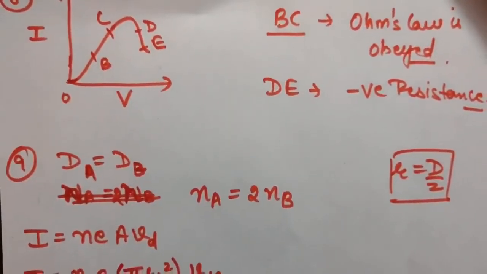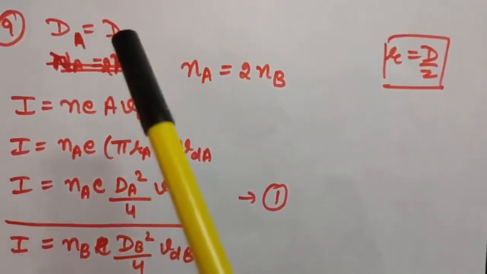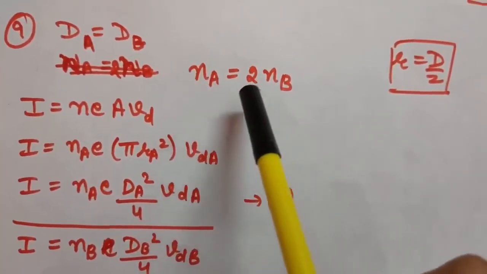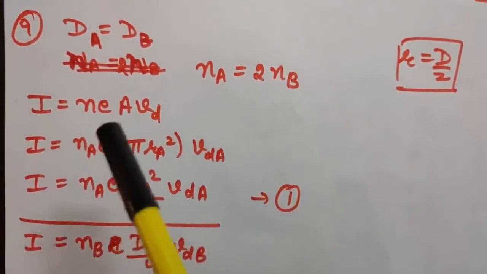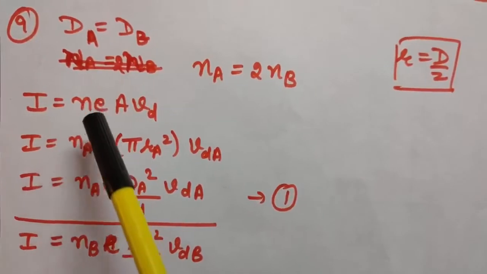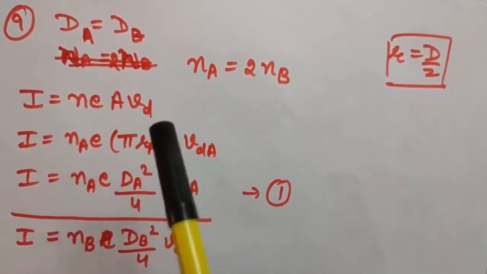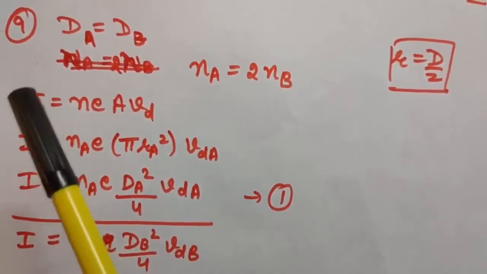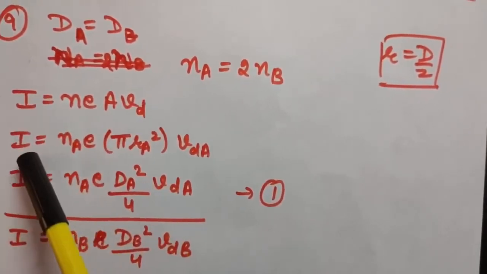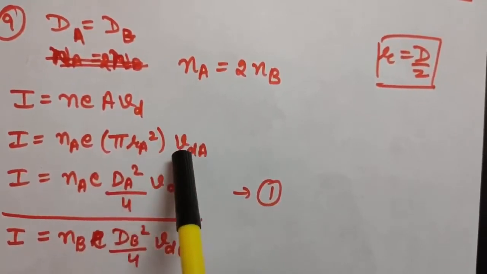Okay. In the ninth question, you are given two wires which have the same diameter, and it is given that the number density of electrons in A is twice that of B. Okay, so now we have to calculate the ratio of their drift velocities. So you know I is equal to NEAVd. And one more thing, the two wires are connected in series. That means the current for both of them will remain the same. So let us write down this equation for wire A. So I will remain I. This is NAE. Area is nothing but pi RA square into VdA.